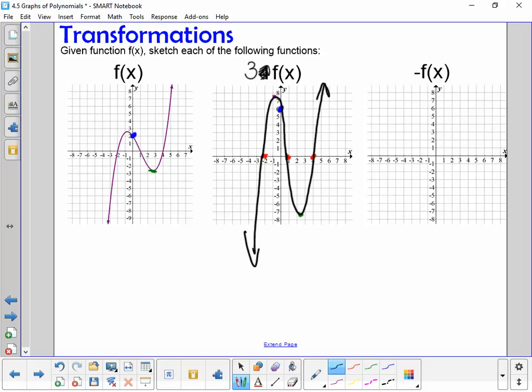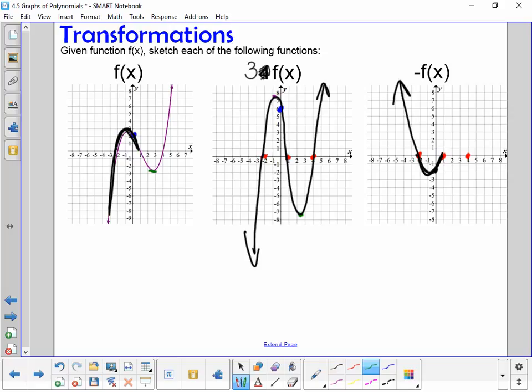If we times by -1, it's also considered a stretch. The negative stretch, though, reflects it. So again, it's going to have the same intercepts, -2, 1, and 4. But in this case, instead of starting by going up, we're going to flip this over and it's going to go down. So that y-intercept will be -2 now.